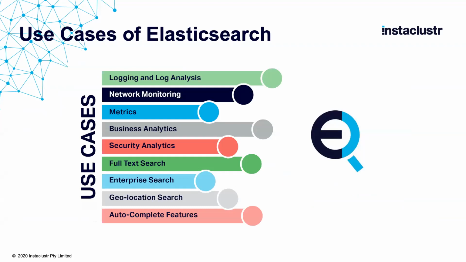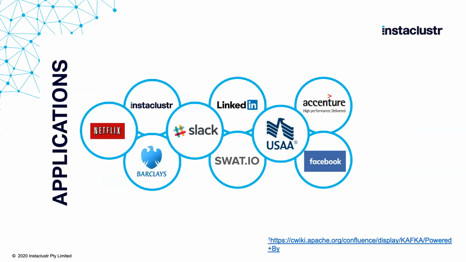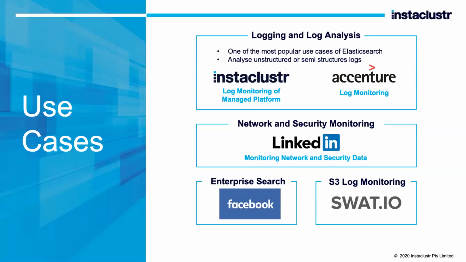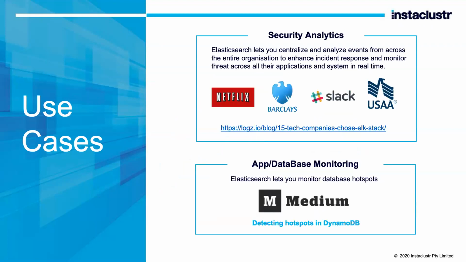Let's talk about the use cases of Elasticsearch. Basically, you can use Elasticsearch for logging, network monitoring, metrics, business analytics, security analytics, full text search, enterprise search, and autocomplete search. It's used by many enterprises such as LinkedIn, Netflix, Slack, USAA, Facebook. Most of the use cases, though, are really around logging and log analysis, network and security monitoring, and enterprise search. We also have security analytics and database monitoring.